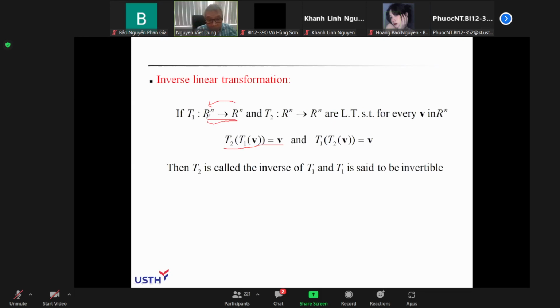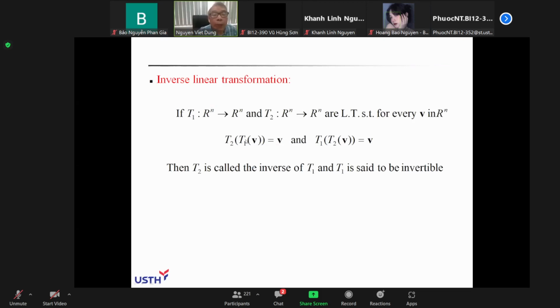And also for the other side, it means that you go first from here and go there and then go back here. Once again, you get the identity transformation on the codomain here. That is the meaning of the two equalities here. So I want to explain it to you like that.